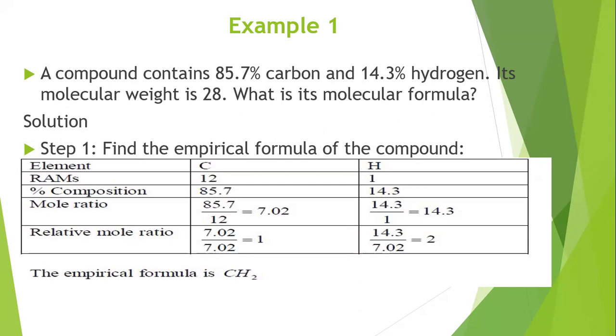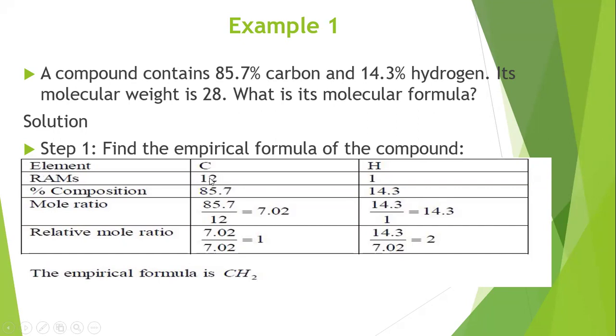We know that, as usual, we have to undergo the following steps in finding the empirical formula. First, list the various elements within the compound. Here we have carbon and hydrogen. The relative atomic masses: carbon is 12 and hydrogen is 1. The percentage composition of carbon is 85.7, while that of hydrogen is 14.3.